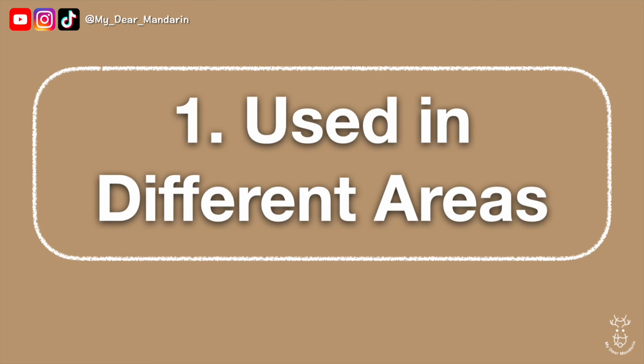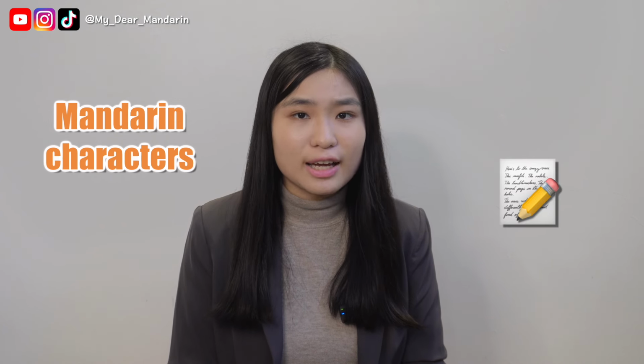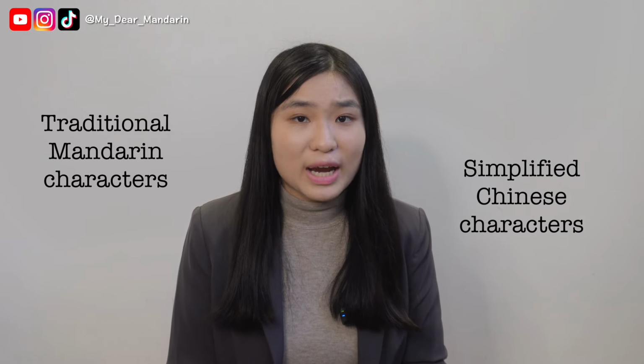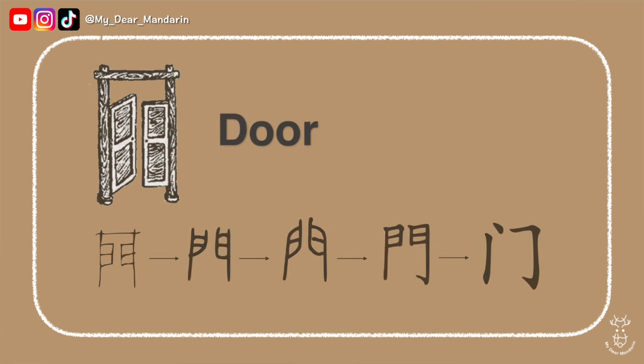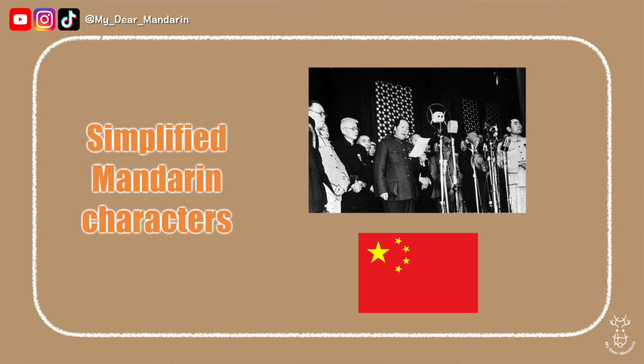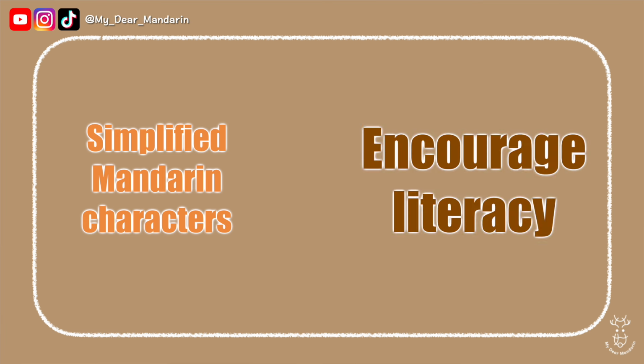So let's get started! First, used in different areas. In the last video, we mentioned that Mandarin characters are used to write in Chinese people's daily life. And traditional Mandarin characters and simplified Mandarin characters are both for writing in Chinese. As the names imply, simplified Chinese characters are extensions from traditional Chinese characters, and the simplified Chinese characters were promoted and moderated by the government of the People's Republic of China in 1950s to 1960s in order to encourage literacy.